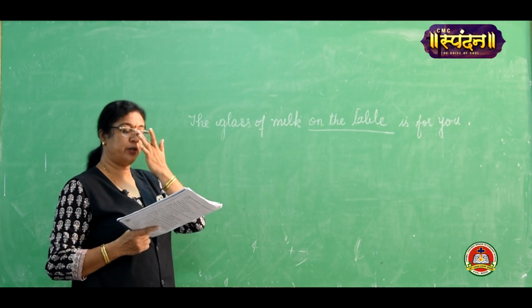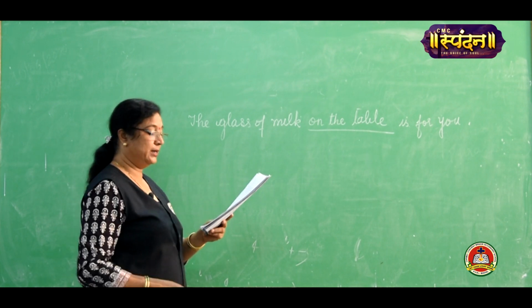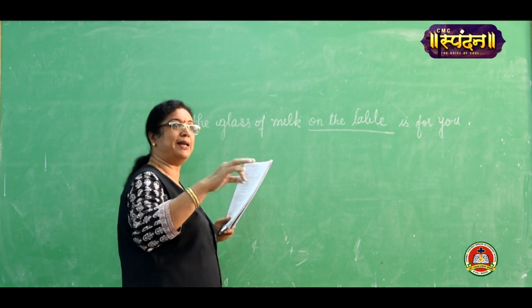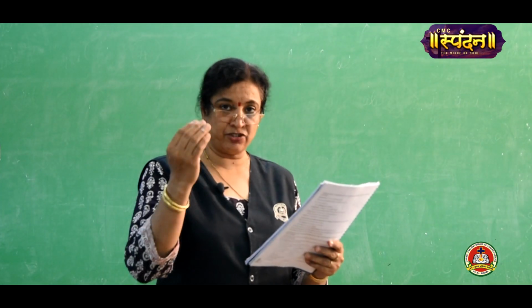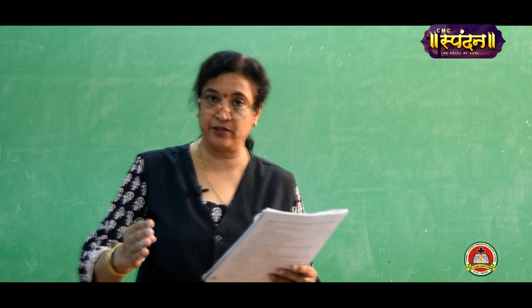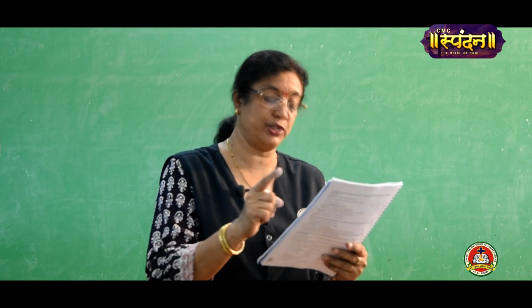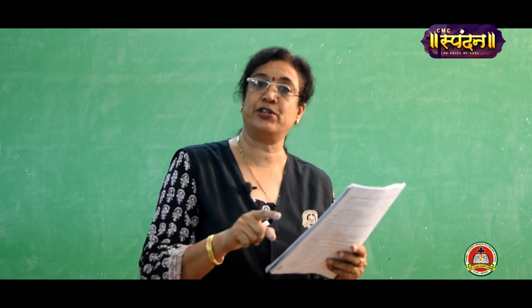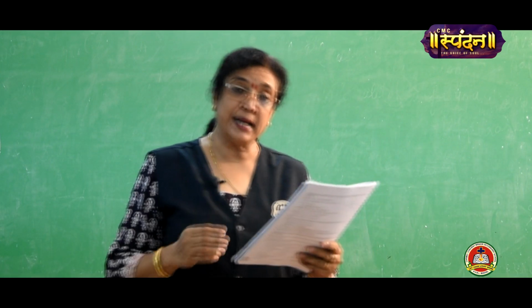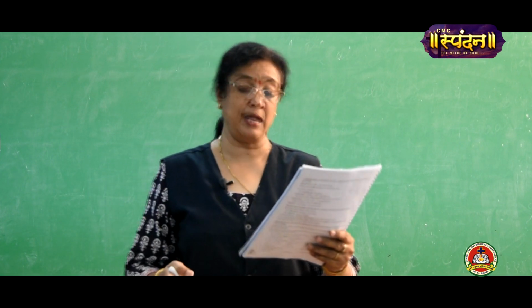So with which word did I start? Which one? The one on the table. The answer I am getting is on the table. So I will just repeat: prepositional phrases perform the function of an adjective or an adverb. As an adjective, they answer the question which one. So when they are answering the question which one, that is an adjective. But when it is an adverb, it answers the questions where, when and how.